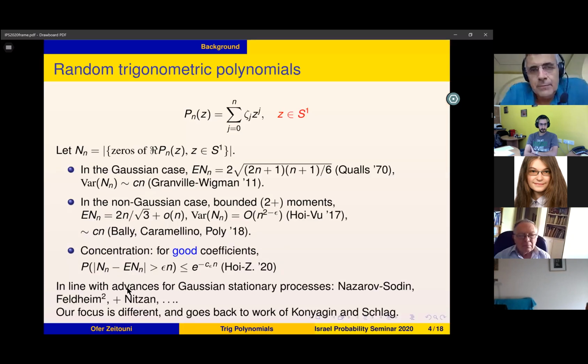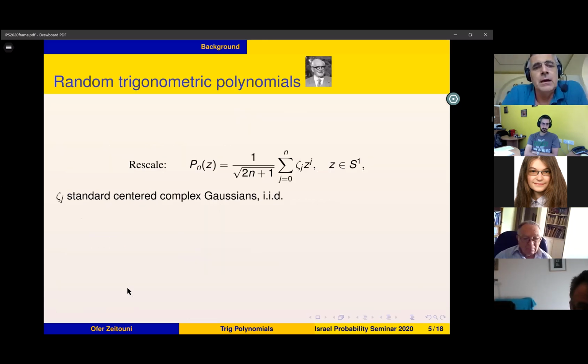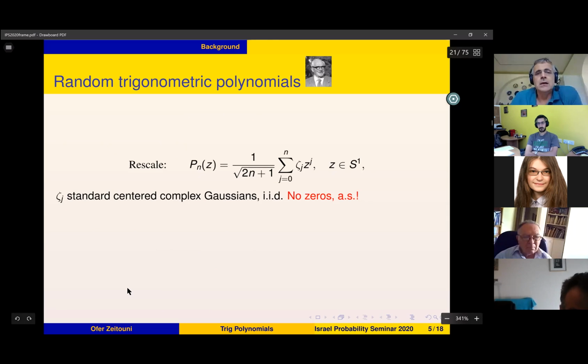Okay, but what I'm going to talk about is slightly different, and it also has some history. So it goes back to work of Konyagin and Schlag. And what we are going to do, we are not going to look at the real part of Pn, but actually on Pn. And for most of the talk from now on, we are going to talk about coefficients which are centered complex Gaussian and IID. I will say something about this assumption later on.